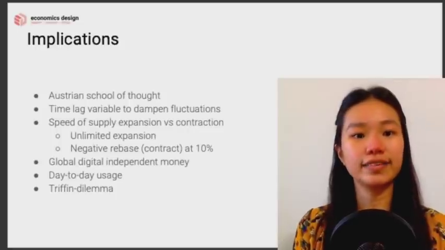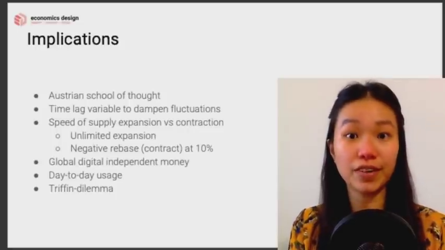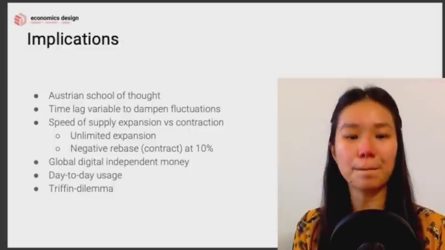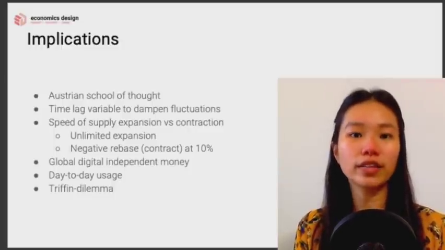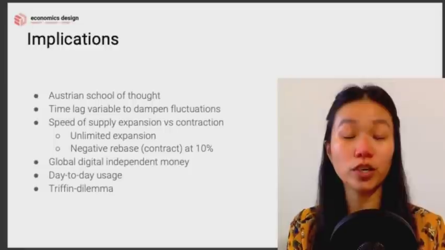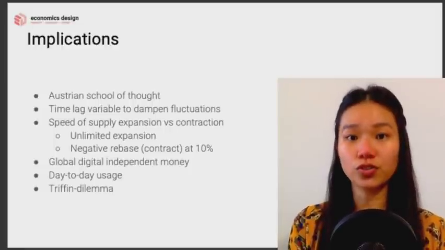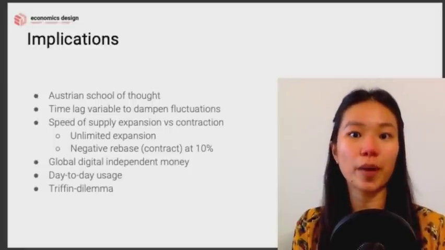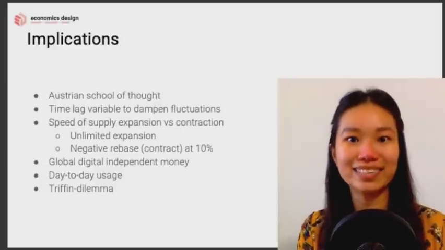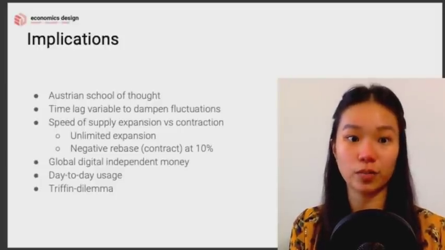Firstly, this is an Austrian school of thought, specifically Friedrich Hayek, where he looks at money in a non-Keynesian way. Without going too much into details, this is an Austrian school of thought. The traditional central bank fiat money that we talk about is more of a Keynesian school of thought. So that's where things are a bit different.